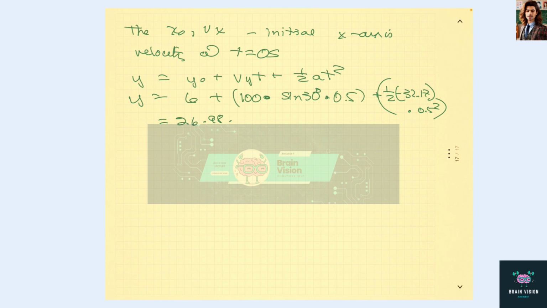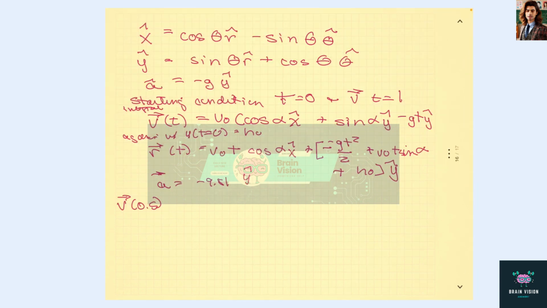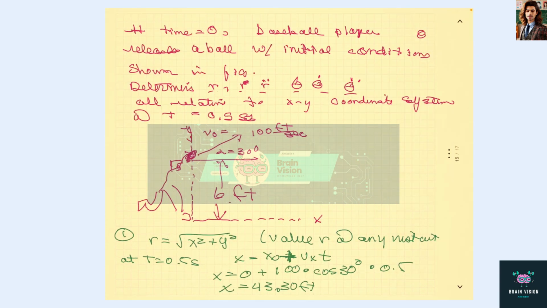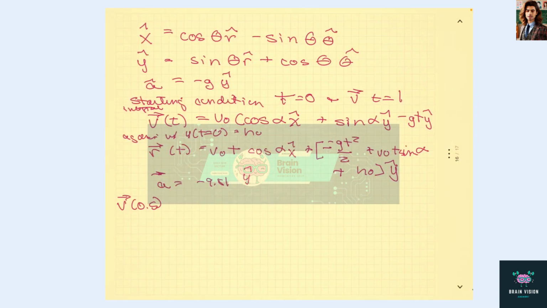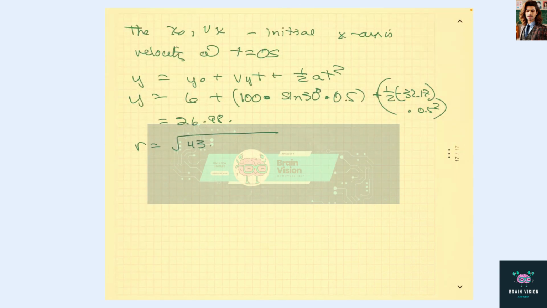Okay. We'll plug these into our equation 1, and that will equal the square root of 43.3 squared plus 26.98 squared, which equals 51.0 feet. So there's my first r.